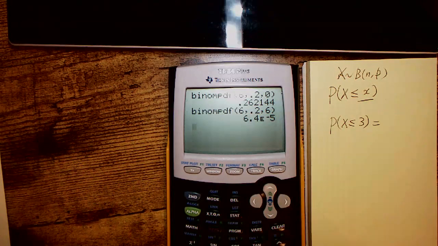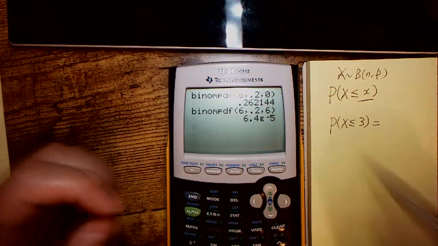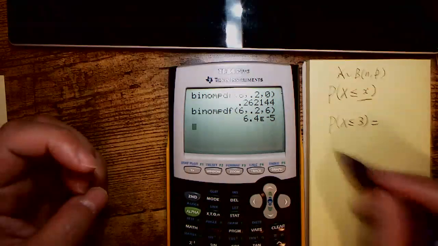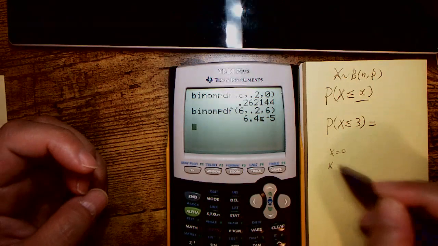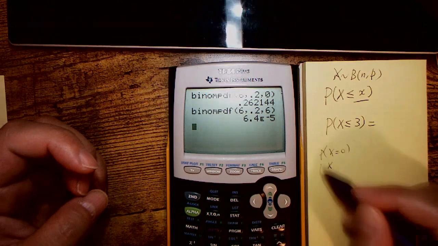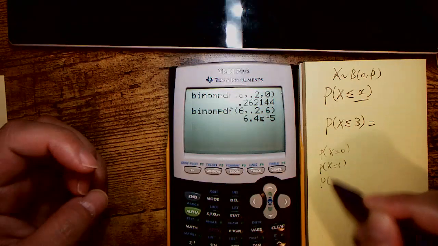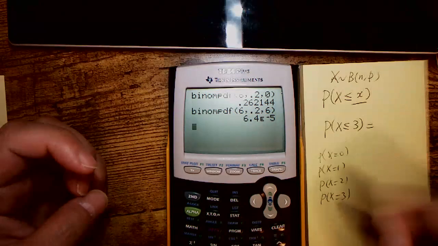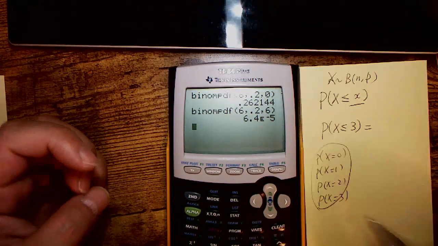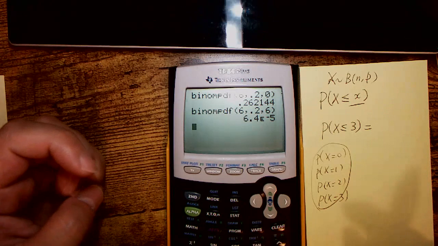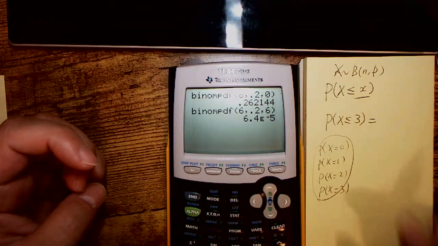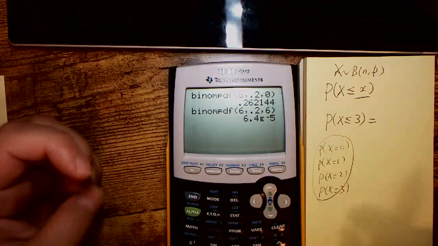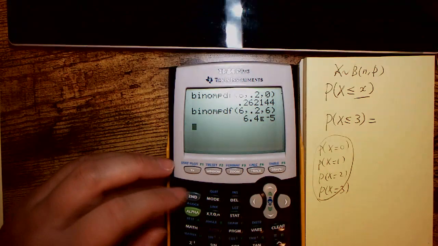Let's use the calculator to get that done. Can you use a PDF? Yes, you still can. Just find the probability of X equals 0, X equals 1, X equals 2, X equals 3, and then add them all up. But that's too slow, we don't want to do that. There is an easier way for the probability of X less than or equal to 3. Let's use CDF on the calculator.